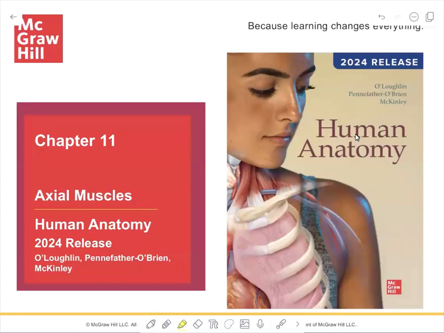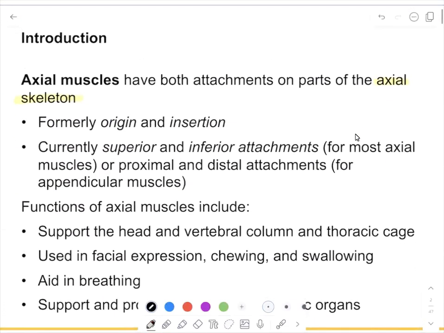This chapter is on both the axial and appendicular muscles. So it's really chapter 11 and chapter 12. When we refer to the axial muscles, we have to first remember that they are going to be attached to the axial skeleton, and there currently are superior and inferior attachments for most axial muscles. And then for appendicular muscles, there are proximal and distal attachments.